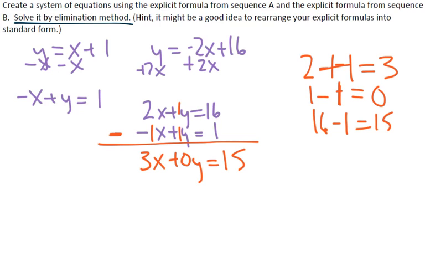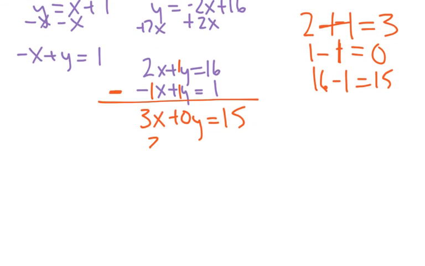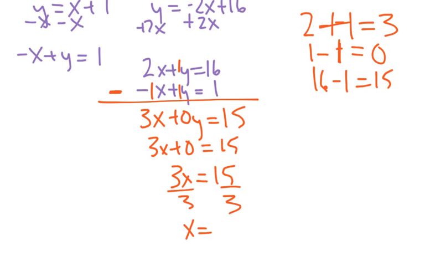Now, sometimes it's good to take those coefficients, like 2 and negative 1, write it out here, because sometimes we can make mistakes doing it this way. So it's a good idea to simplify it that way. So 0y is just 0, so 3x plus 0. Adding 0 does nothing, so we just get 3x equals 15 divided by 3. And once again, x equals 5, which is what we expected to happen.